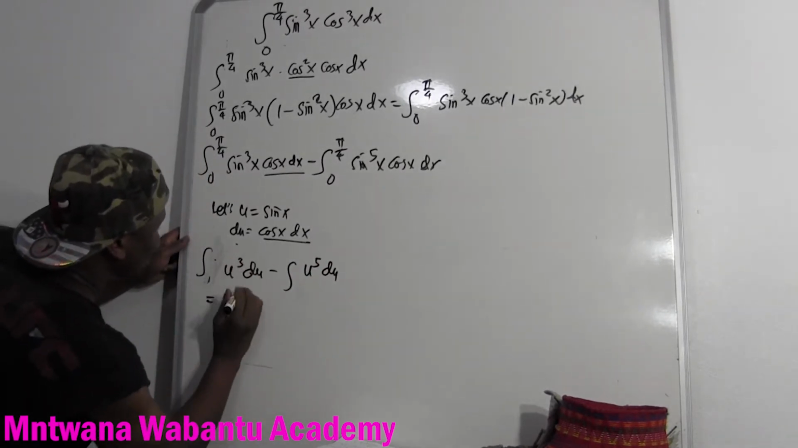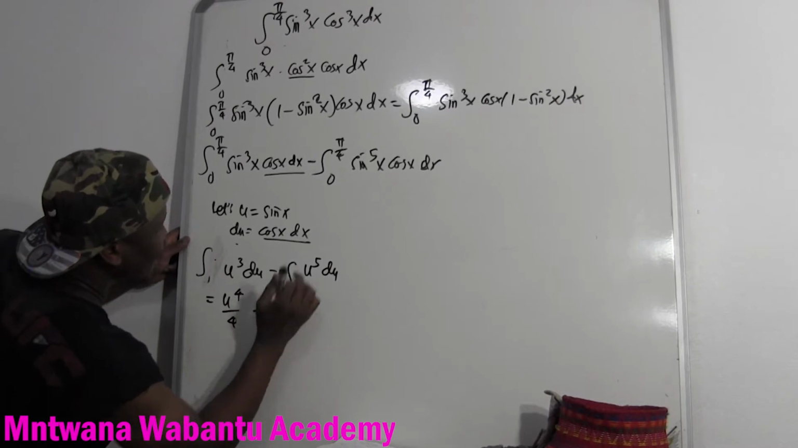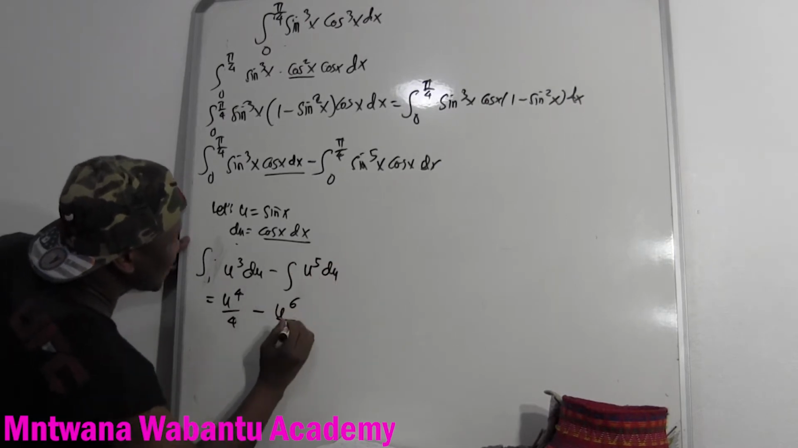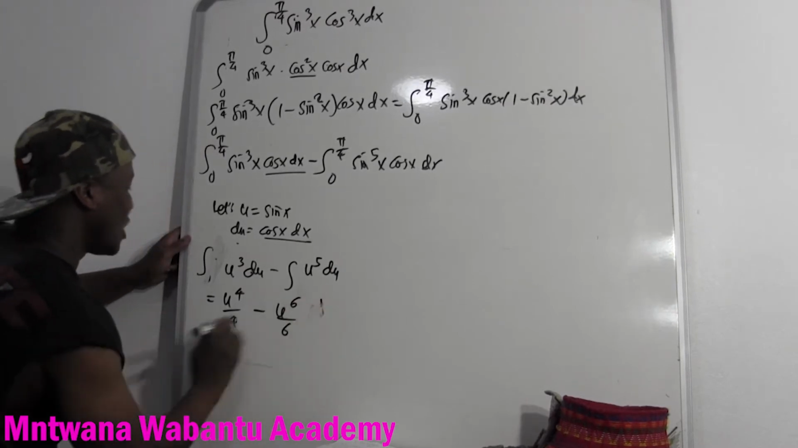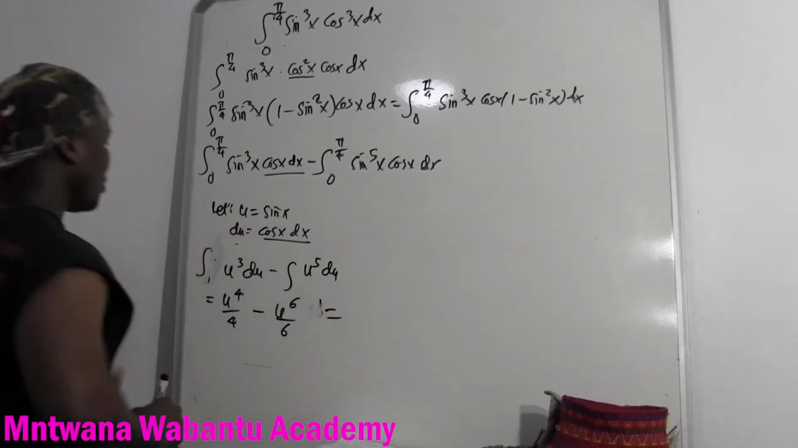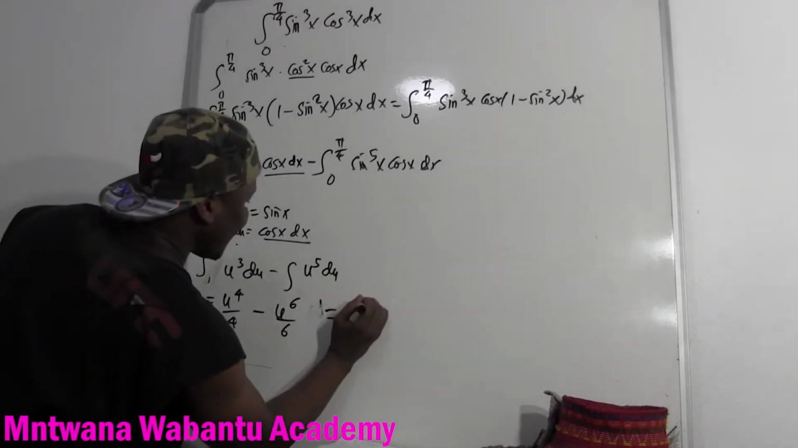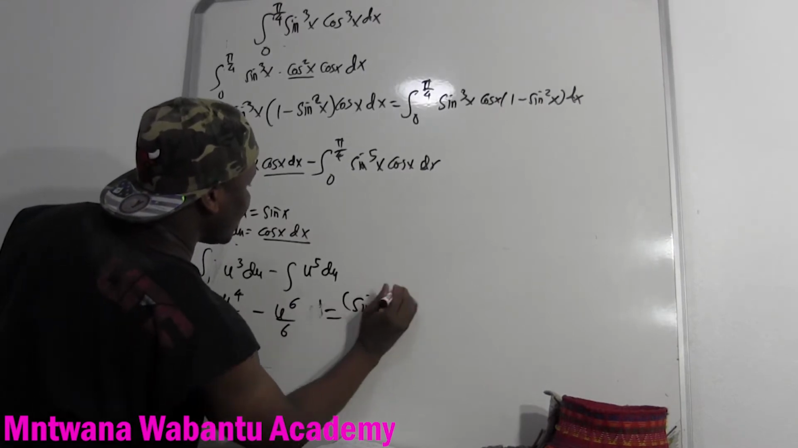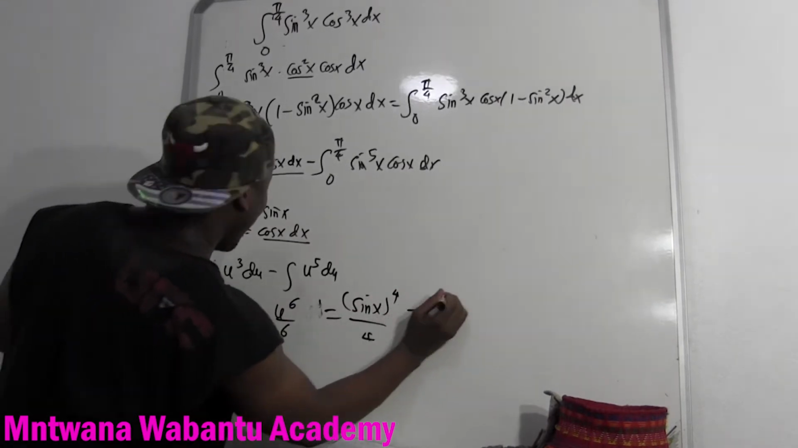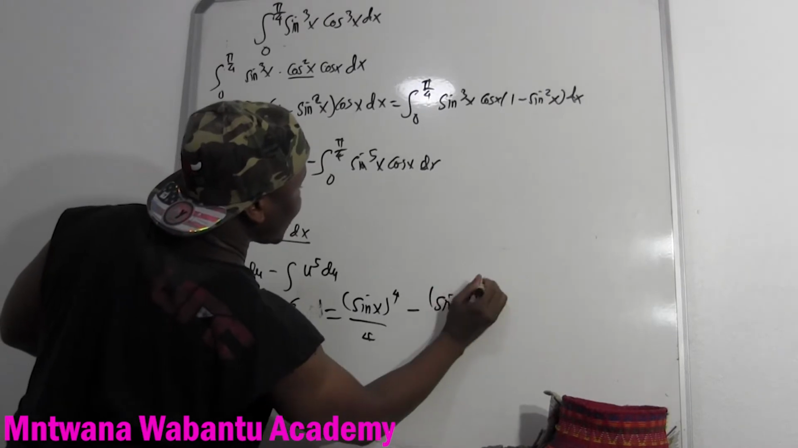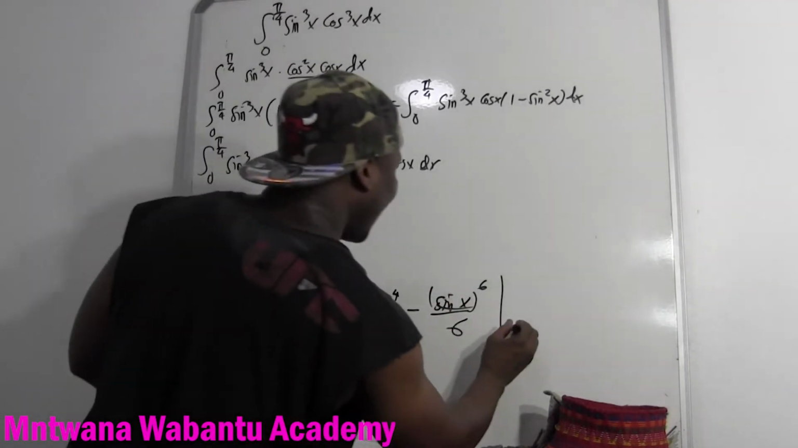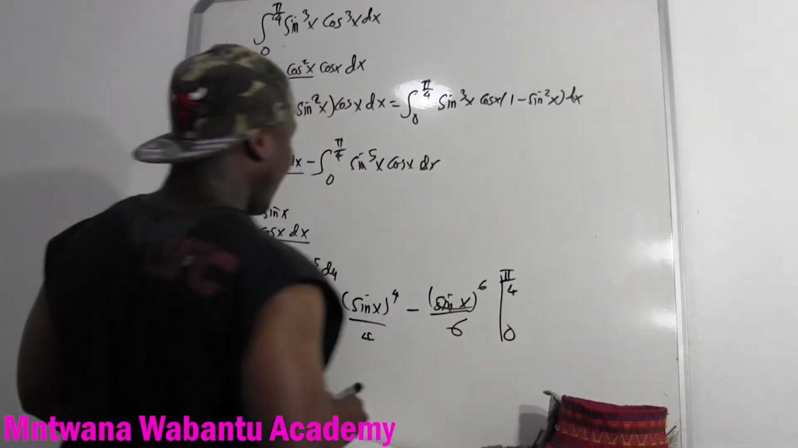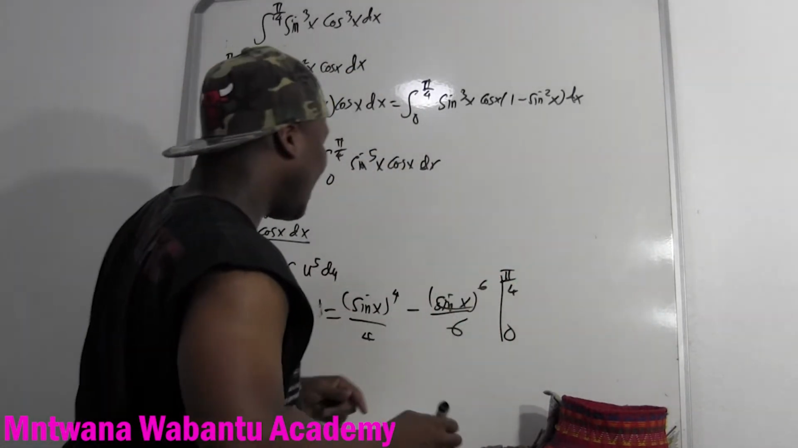It's going to be 3 plus 1 equals 4, so u power 4 over 4, minus 5 plus 1 equals 6, so u power 6 over 6. Now we substitute back, since u equals sine x. So it's sine x power 4 over 4 minus sine x power 6 over 6. Now you can write your limits, 0 to pi over 4, upper limit minus lower limit.